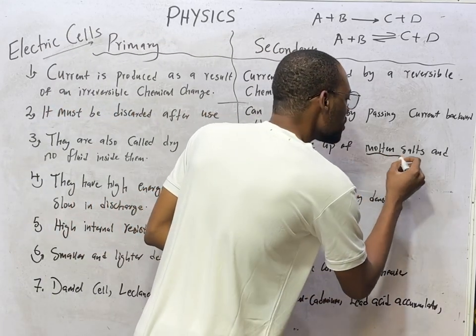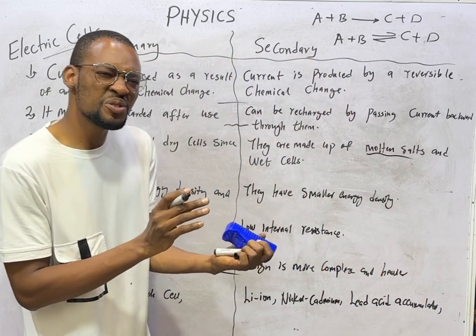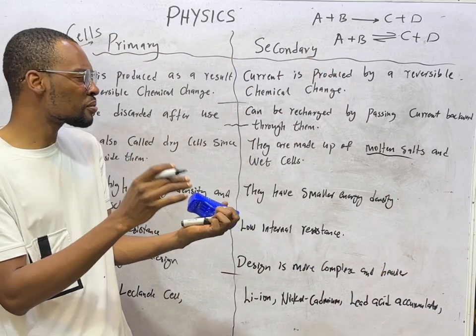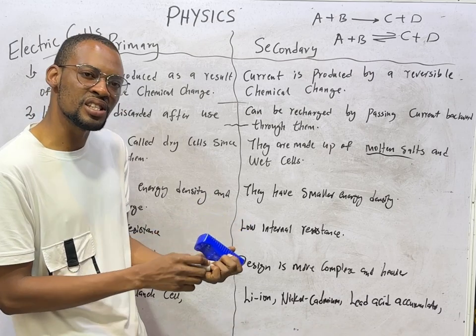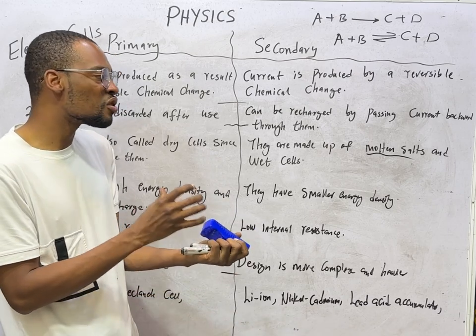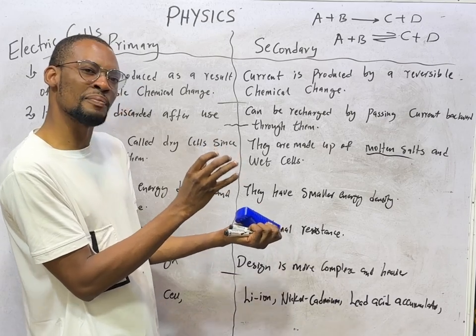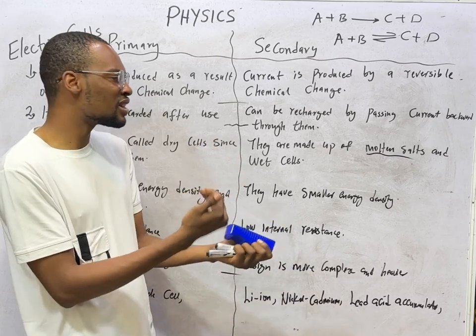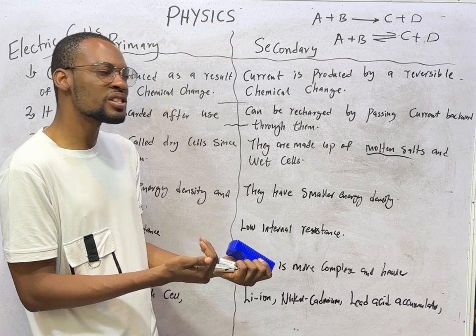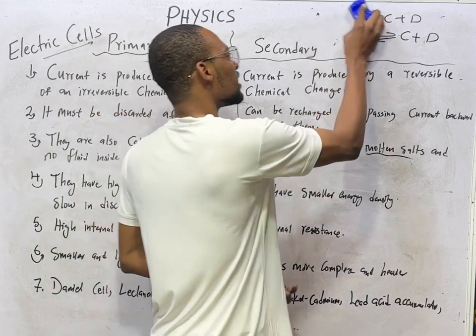Molten salts. When you hear molten, electrolytes come to your mind. These are substances that conduct electricity when they are in molten state or in solution. Which means, for secondary cells, electrolytes are present. Electrolysis can actually exist. Electrolysis is splitting by means of direct current.